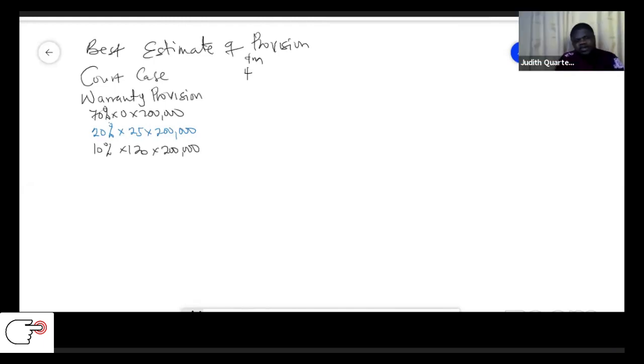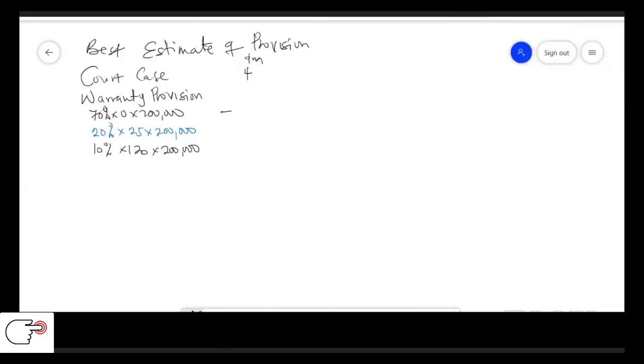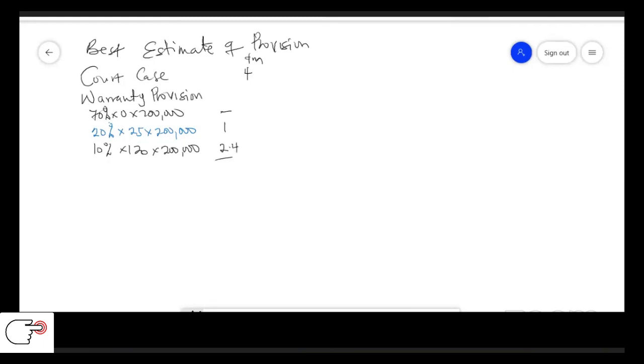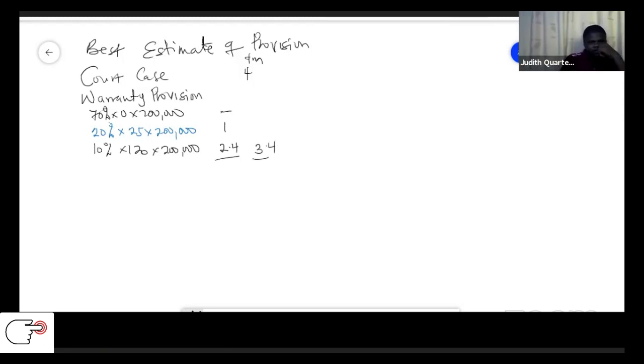Figures and numbers. So, of course, the first one is zero. The second one, 1 million. And then 2.4 million. That'll make it 3.4. So that's how we get 7.4. That's the best estimate of the provision. Question 14.